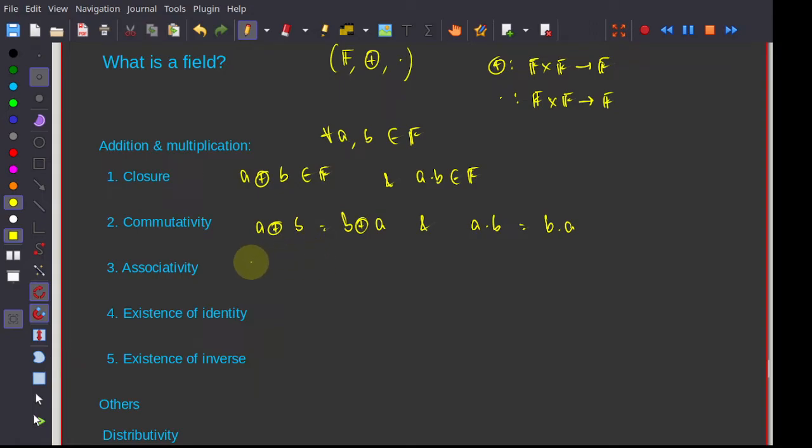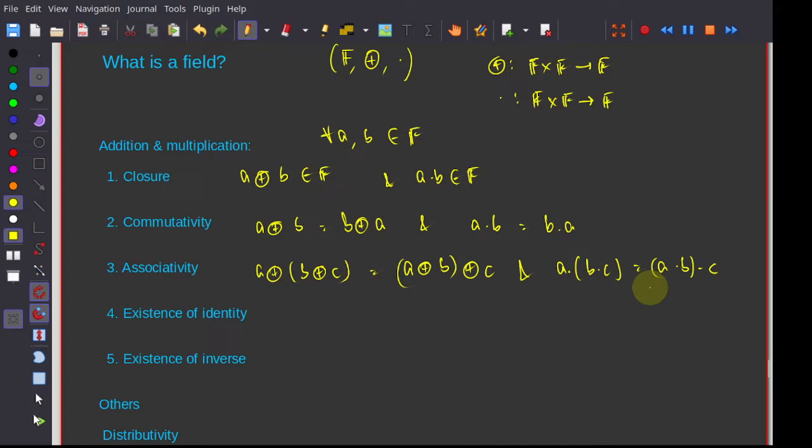And again, on similar lines, we want associativity. The order in which you add or multiply should not matter. So I can first add b plus c and then add a to it, or this should be the same as taking a plus b and then adding c. Similarly, multiplication should also be associative. So the order in which you add or the order in which you multiply should not really matter.